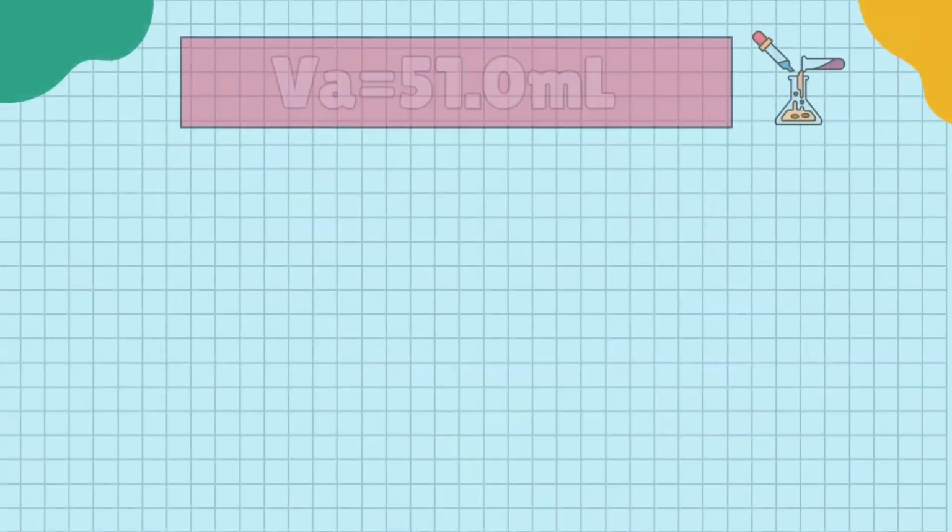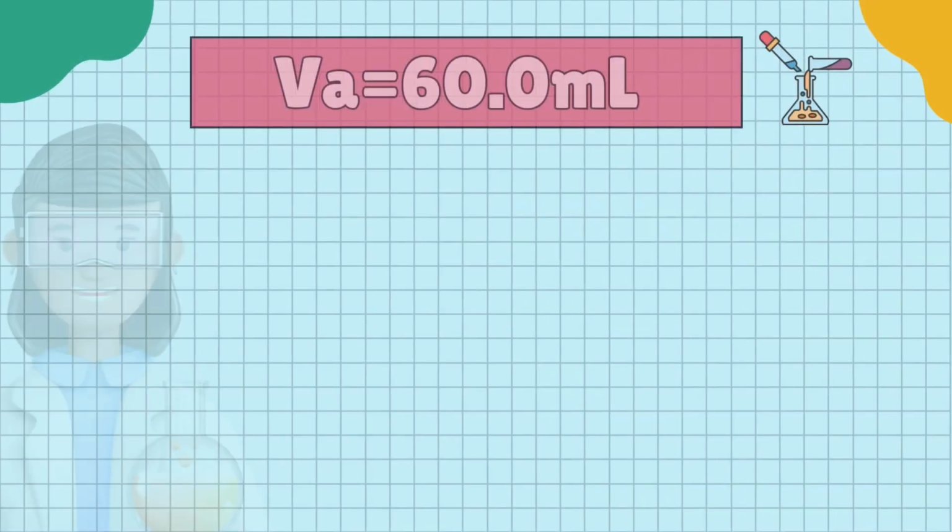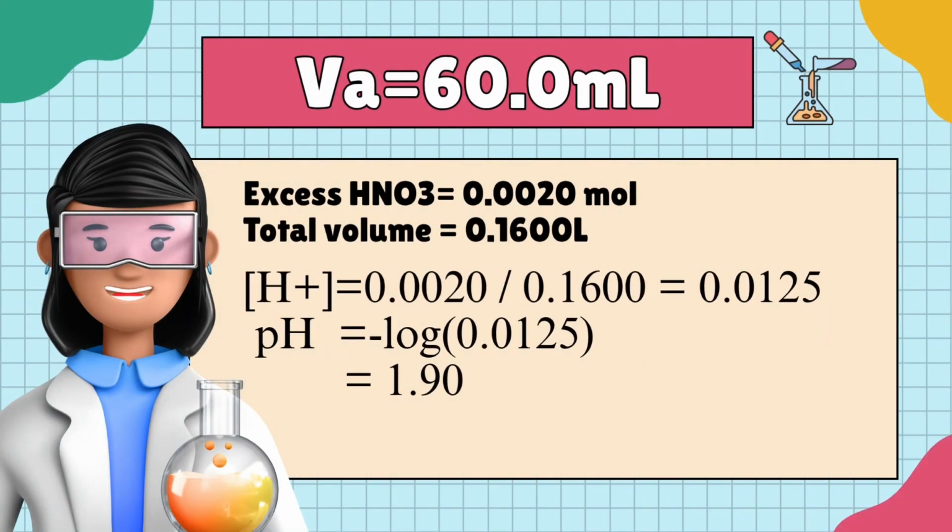Hydrogen ion is 0.001 divided by 0.1510, which equals 0.0066. Negative log of 0.0066 gives a pH of 2.88. Hydrogen ion is 0.002 divided by 0.16, which gives 0.0125. Negative log of 0.0125 gives a pH of 1.90.